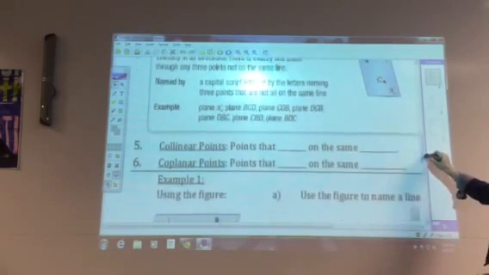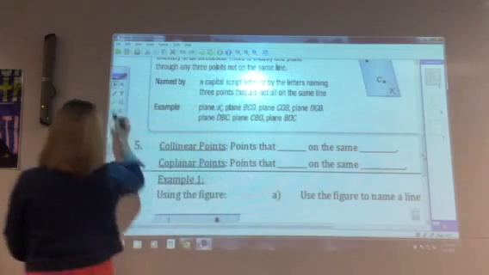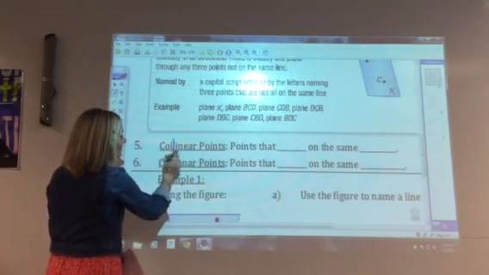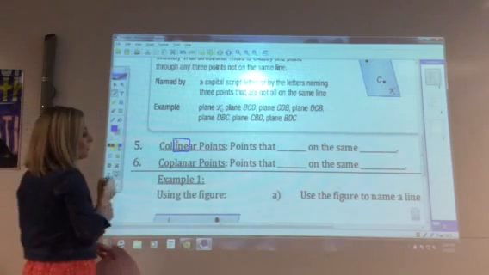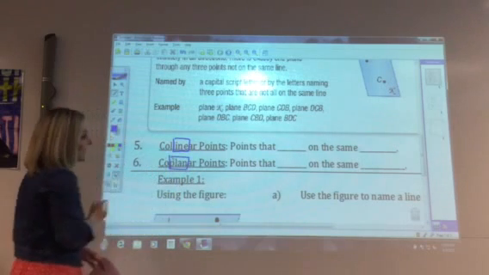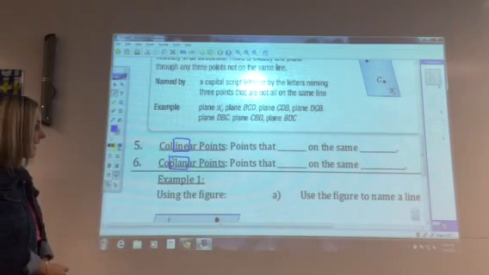Alright? The next thing I want to talk about is collinear points and coplanar points. Okay? Collinear points would be points that are on the same line. Coplanar points now would be points that are on the same plane, okay, and I highlight those to give you a little idea to remember those by, okay?